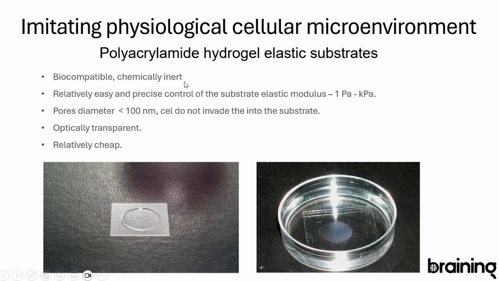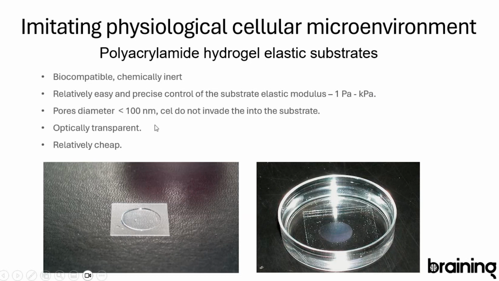This is similar. What are the positive sides of this material? It is chemically inert. The cells don't excrete any chemicals into the medium. It is easy to control its stiffness. We can make a very soft substrate or a very stiff substrate, in the range from single pascals to hundreds of kilopascals, which is really stiff.